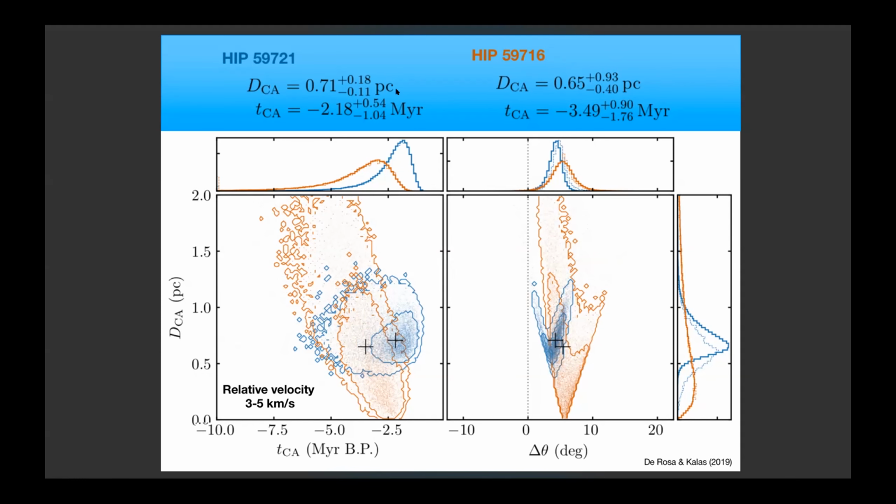Very quick question. When you use the Gaia coordinates for the host star, these observations are in different epochs. So are the proper motions playing any role in this estimation?